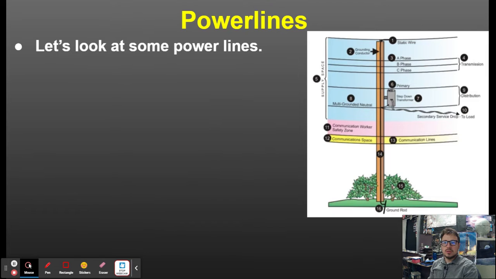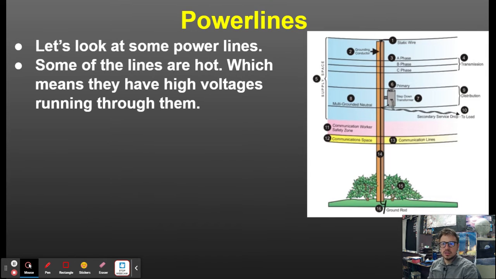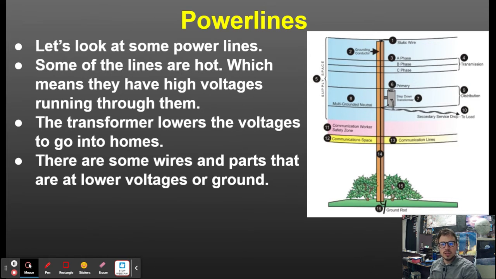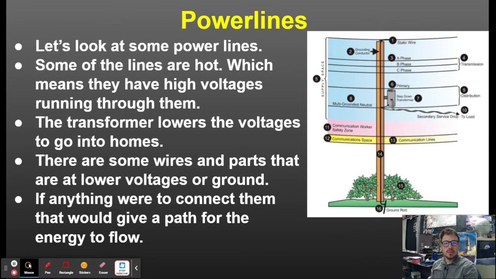All right, so if we look at some power lines, some of the lines are hot, which means they have high voltages running through them. The transformer lowers the voltage. Now, some of the wires and parts are at lower voltages or ground, and we learned about what ground is. Anyway, if anything were to connect them, that would give a path for energy to flow. It's safe as long as it's at a high potential, as long as nothing connects those two, right?